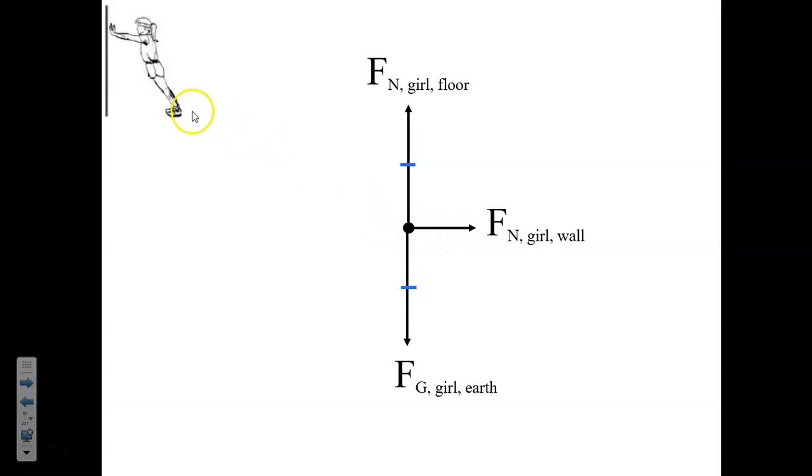I'll give you a hint. It's happening down here by her feet, or on her feet. I'll give you another hint. What would happen if I were to spray some oil on this floor? Is she going to stay like this? No. It's because there's friction, and friction is pushing her to the left. And that's what balances everything out.